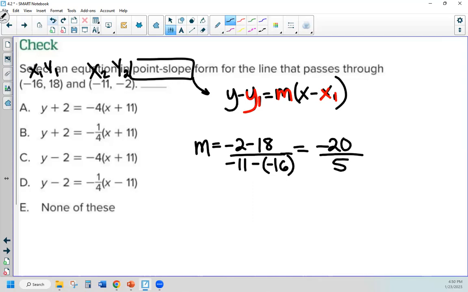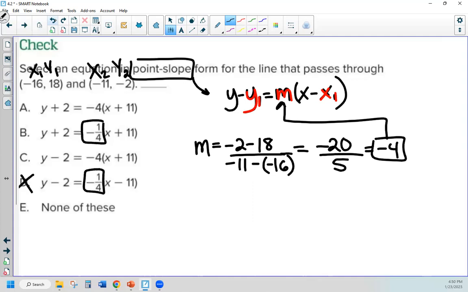And then we have, what is negative 20 divided by 5? Negative 20 divided by 5 is negative 4. Cool stuff. All right, we know that our slope is negative 4. We can go ahead and look at our options and say, that is not the slope that I'm looking for, and that is not the slope that I'm looking for. So I know for a fact that D and B are wrong. Now, we could say that it's none of these. I don't know that yet, so I'm not going to weed any of those out.